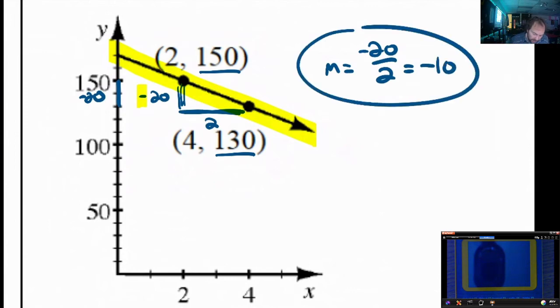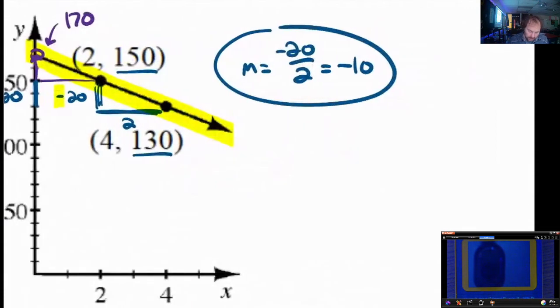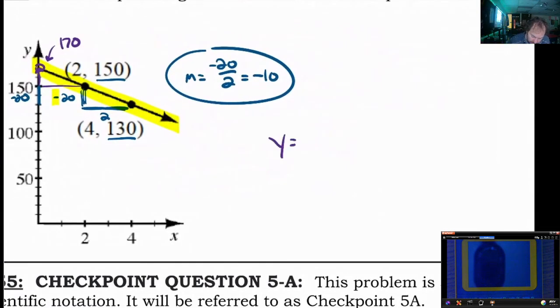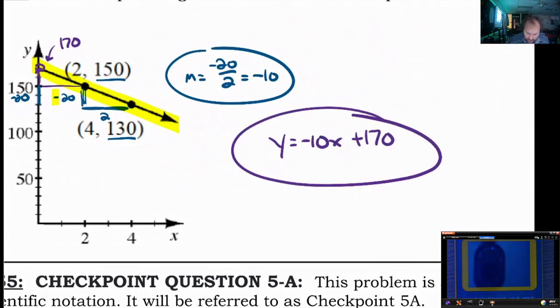The y-intercept appears to be 170. I'm just eyeballing that right there. I'm pretty sure that works. I could, of course, go back 2 more steps and up 20 more steps, too, just to confirm that it is at 170. So there's that, too. So the equation is going to be y equals negative 10x plus 170, and that is the answer to that question.